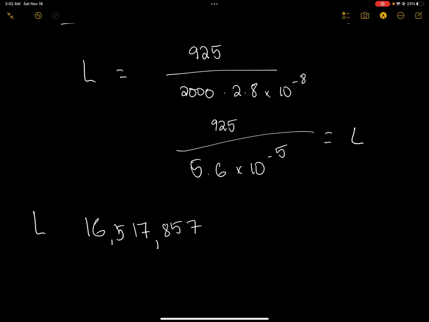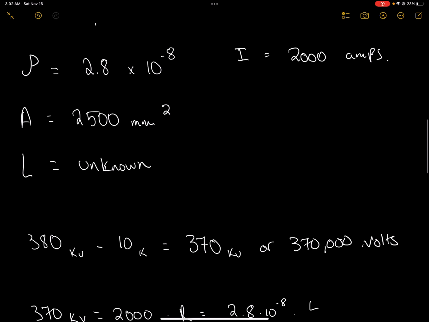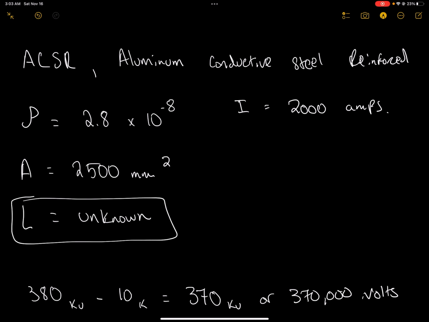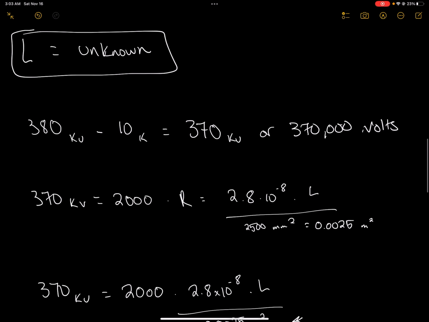16,517,857 meters. If we divide this by 1,000 to convert to kilometers, we are left with 16,517 kilometers, which is the maximum distance, or maximum length L, can be before we exceed our voltage drop of 370 kilovolts.